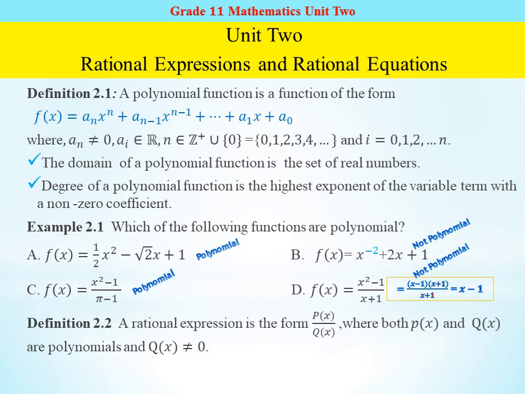Definition 2.2: a rational expression is of the form p of x over q of x, where both p of x and q of x are polynomials and q of x differs from 0. እንግዲህ ራሽናል ኤክስፕሬሽን ዲፋይን ለማድረግ ምን ማወቅ ይጠበቅብናል? ፖሊኖሚያል ፋንክሽን። ስለዚህ ፖሊኖሚያል ፋንክሽን ኦቨር ፖሊኖሚያል ፋንክሽን ምን እናገኛለን? ራሽናል ኤክስፕሬሽን። ከዚህ ላይ ዲኖሚኔተራችን, that is q of x, must be different from 0.